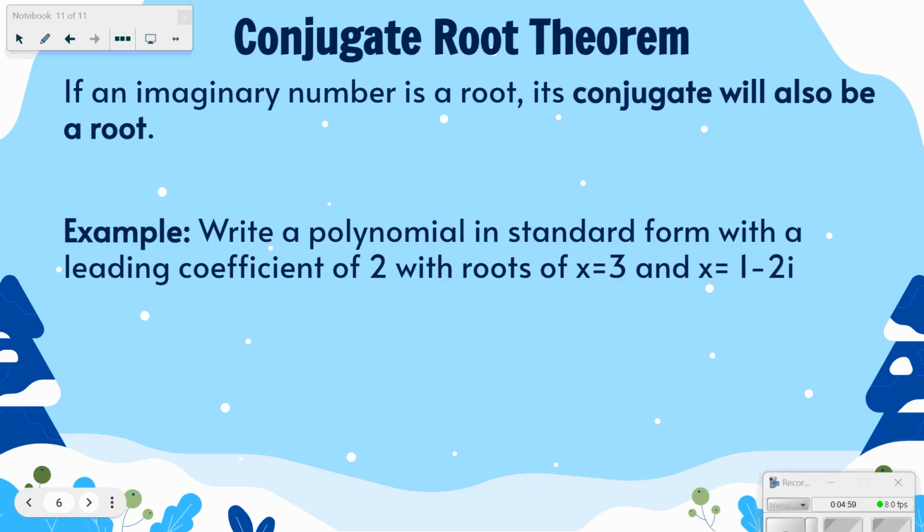So if I want to write a polynomial in standard form with a leading coefficient of 2, and roots at x equals 3 and x equals 1 minus 2i. From that problem, what are some things we know? What are some things we know that can maybe help us get to that equation? Has a leading coefficient of 2. Leading coefficient of 2. That's a good thing we know. What else do we know?